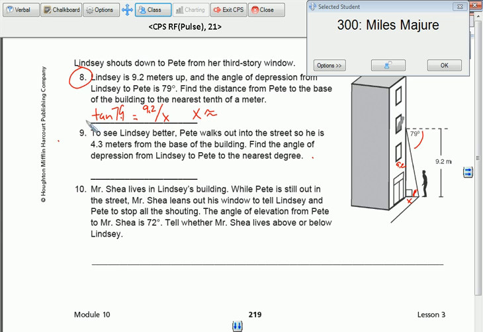Okay. All right, Miles, what'd you get? 1.79. 1.79 is going to give us 1.8 meters. Is that what you got, Kyle? Yes, ma'am. Alright, Evan? 1.788.